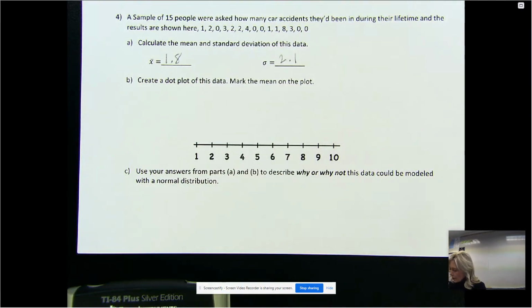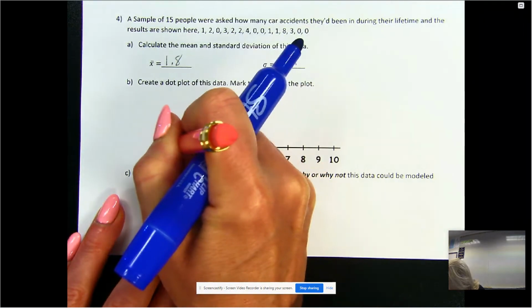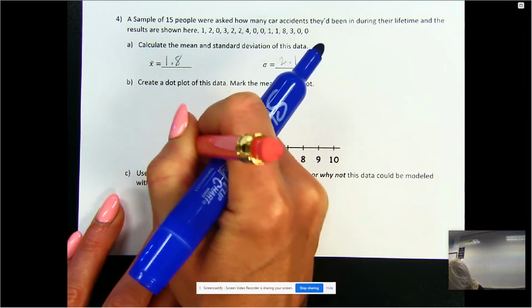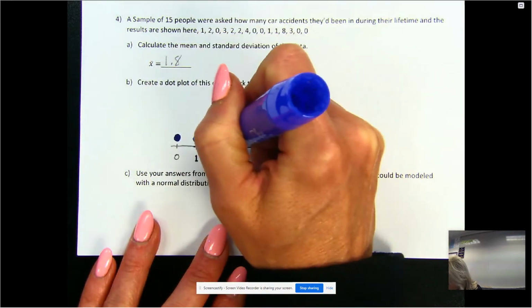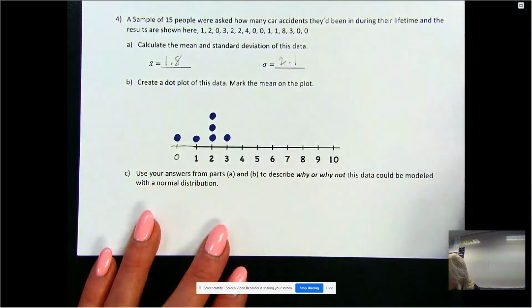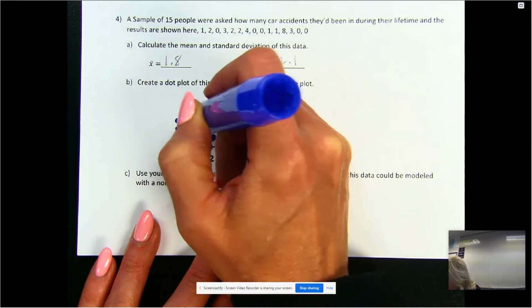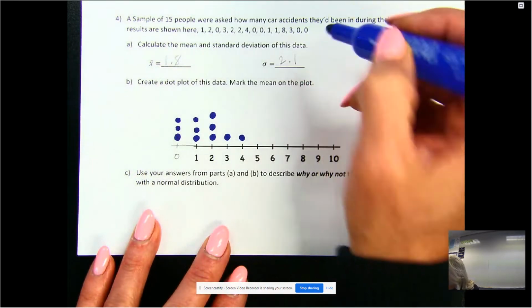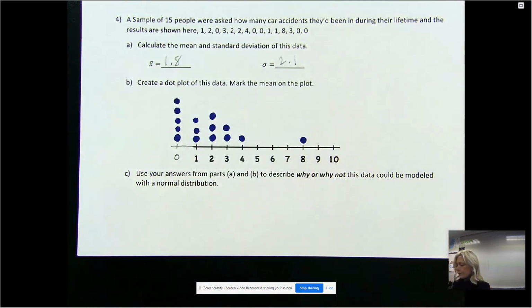All right, here we go for the dot plot. Okay, so 1, 2, 0, 3, 2, 2, 4, 0, 0, 1, 1, and then 8, 3, 0, 0.